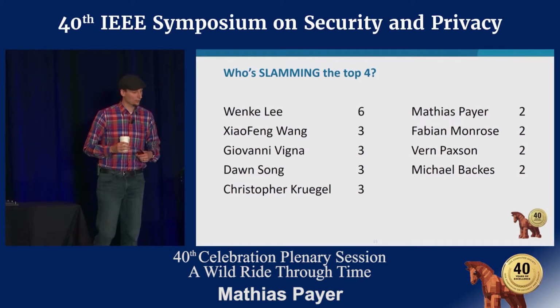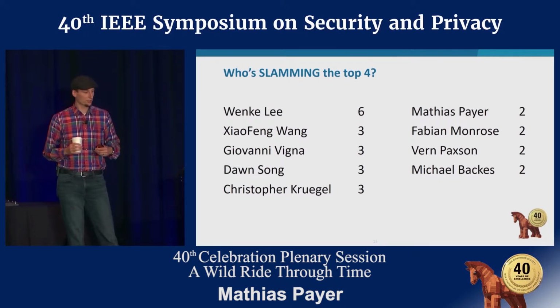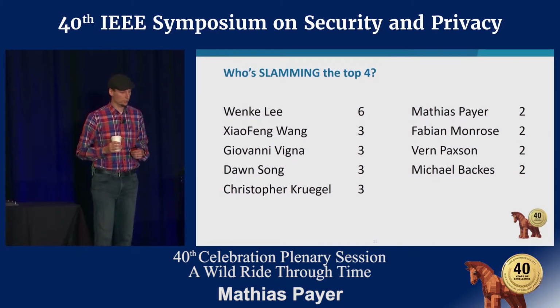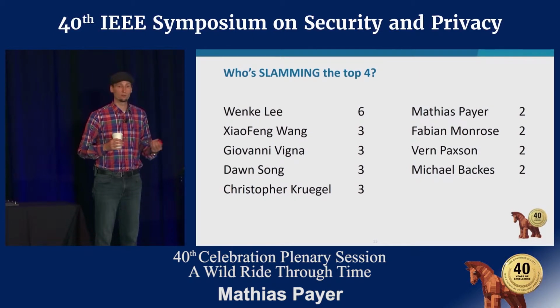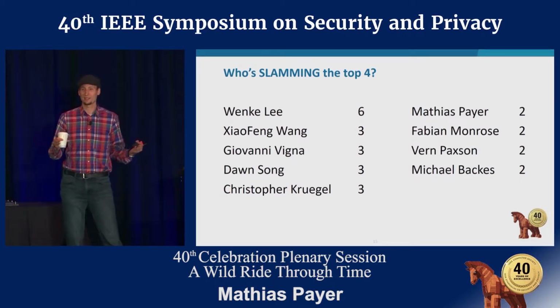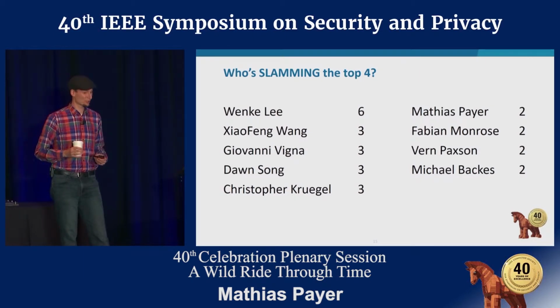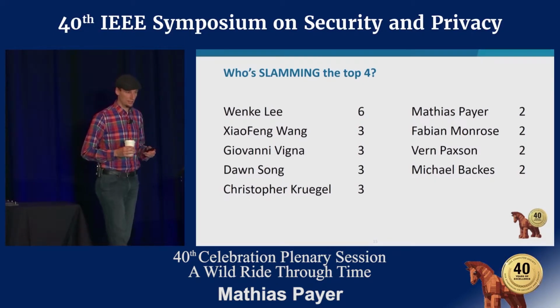There's a second cluster with Xiaofeng, Giovanni, Dawn, and Chris that have 3 slams each. And myself, Fabian, Vern, and Michael, again, with 2 slams each. So apparently that's another new metric that you can use to make yourself look good. But enough of these statistics.